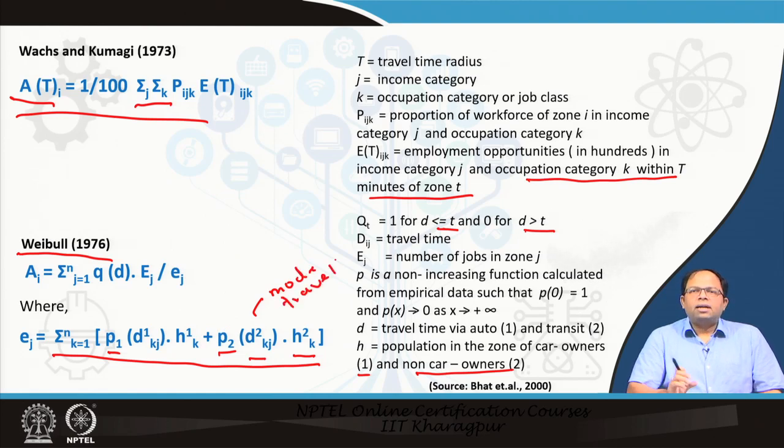So for each travel time and each mode, the measures are calculated separately, and then we add them up, and then we get the value of Ej. So this is how Weibull has given the form.